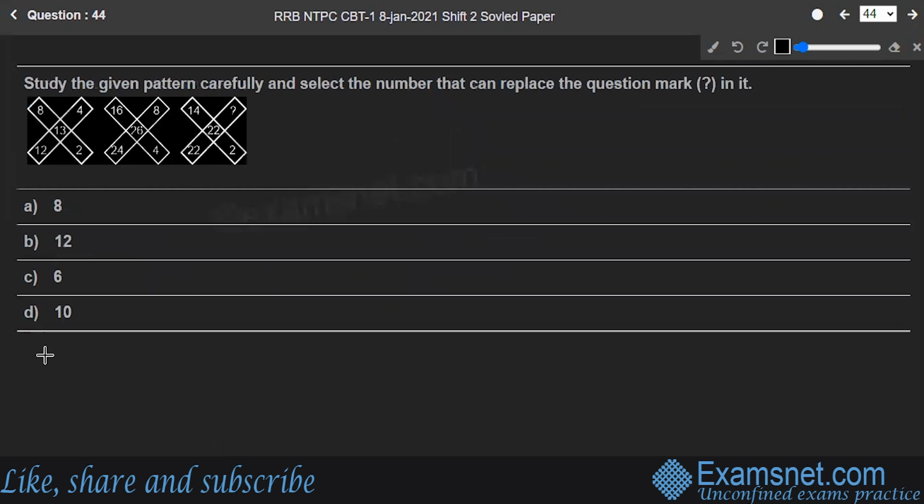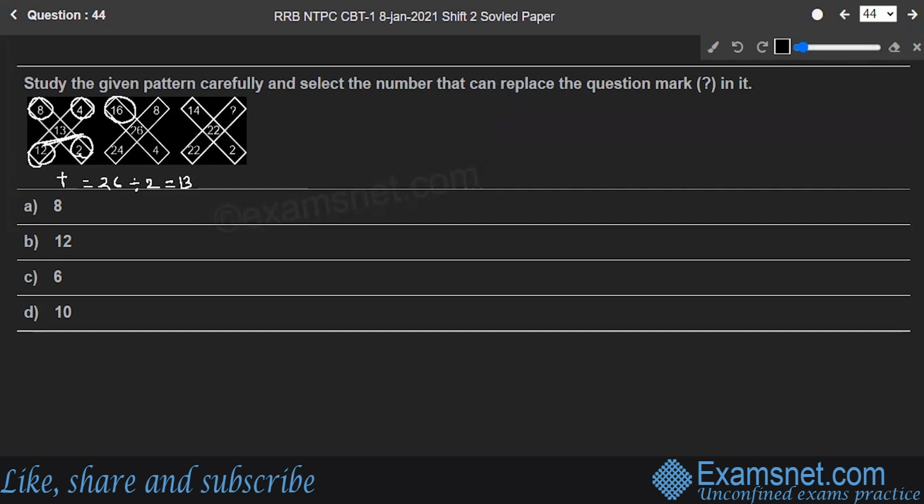Next is question number 44. You have to study the pattern carefully and select the number which will replace the question mark over here. So let's look at figure 1. I have this 8, 4, 2 and 12. Let's add all of them. If you add all of them, you will get 26. If I divide 26 by 2, I get a middle number, 13, this one.